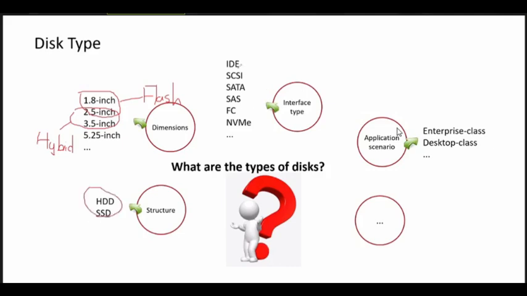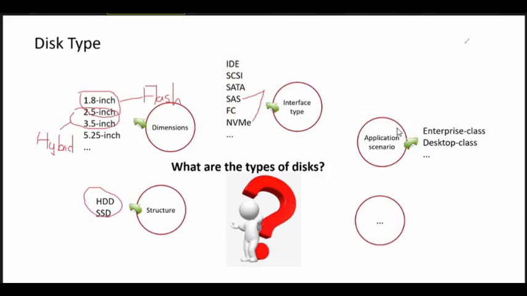Interface types: you have of course IDE, SCSI, SATA, SAS, FC, NVMe. Huawei supports SAS and NVMe, right? Fiber channel connectors, SATA connectors, SCSI, IDE. Basically, SATA in a way is supported because they use SAS connectors, but generally you will not see SATA connectors that much anymore. It is backward compatible, so no problem. But Huawei only supports SAS and NVMe connections. These are all the different types of disks.